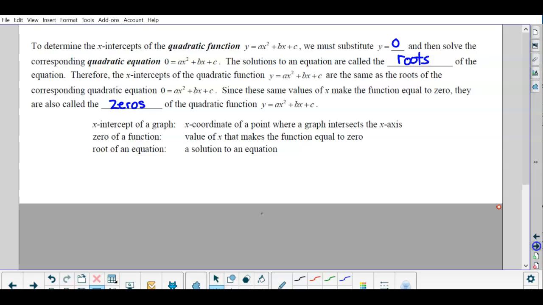So x-intercept of a graph is the x-coordinate of a point where a graph intersects the x-axis. Zero of a function, value of x that makes the function equal to 0, these are the same, right? This just talks about graphically. Root of an equation is a solution to an equation. There's only one variable in it. You only have x's, or only have m's, or only have t's.